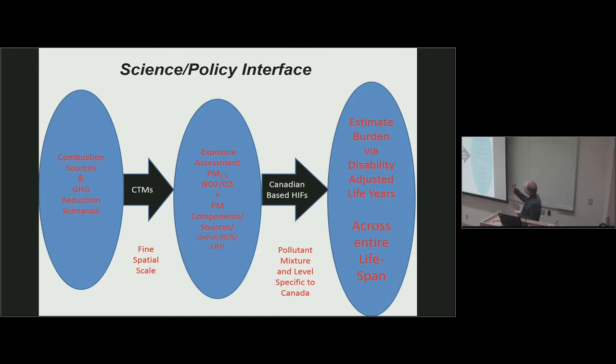And then what we'd like to do is estimate the burden of all different health outcomes based on disability-adjusted life years. So I can take exacerbation of asthma, I can take development of cancer in children, development of dementia in older people, and loss in life expectancy, all on a single scale. And what I want is this across the entire lifespan, because air pollution affects us in utero and until the very day we die.